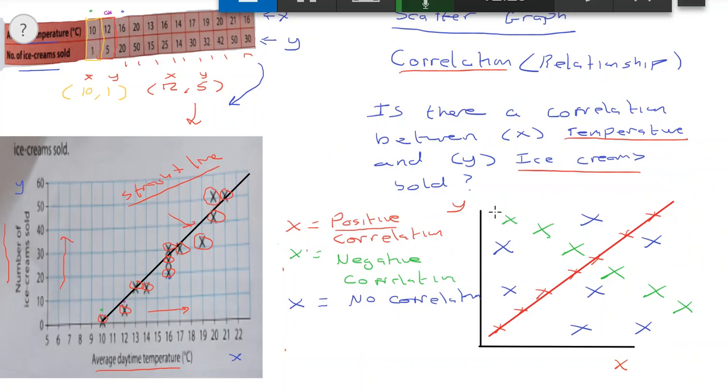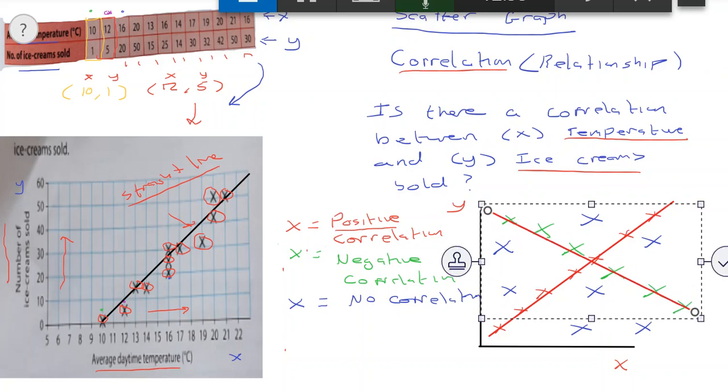If we were to look at the green, for example, this here is a negative correlation. And then the blue, it's not even possible to try and draw a line through this, because the points are just scattered all over the place, so therefore there's no correlation.